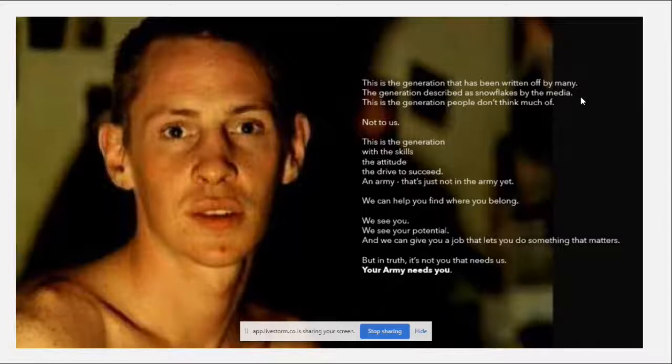We see you, we see your potential, and we can give you a job that lets you do something that matters. But in truth, it's not you that needs us. Your army needs you. And that was quite an emotive statement for a lot of people. And we wanted that to really resonate through the campaign. I haven't included any of the adverts here, but they're all available on YouTube if anyone isn't familiar with them.